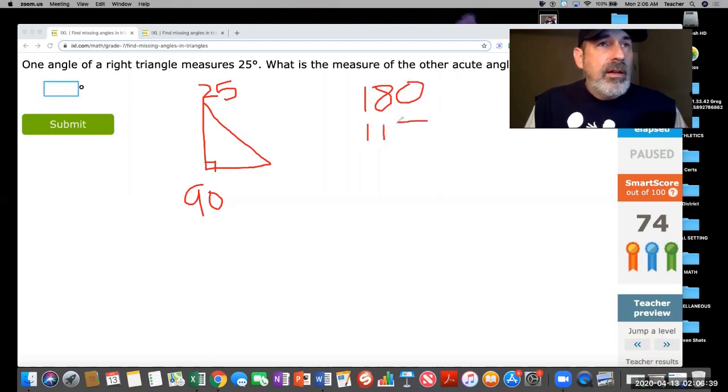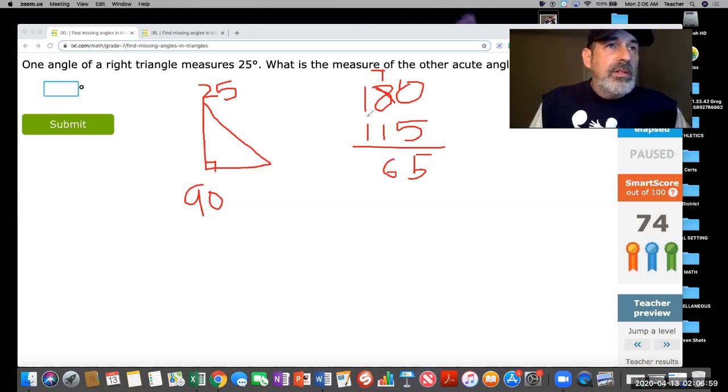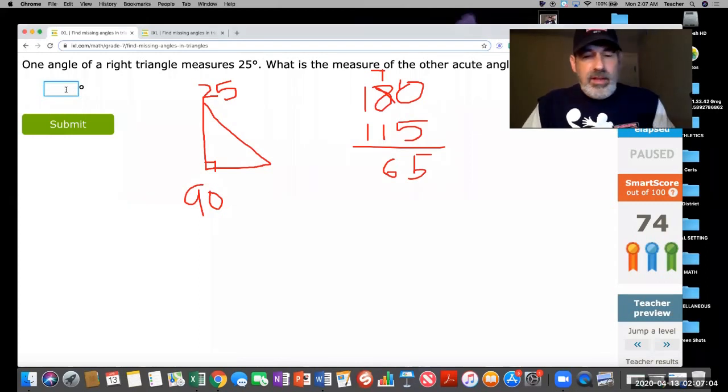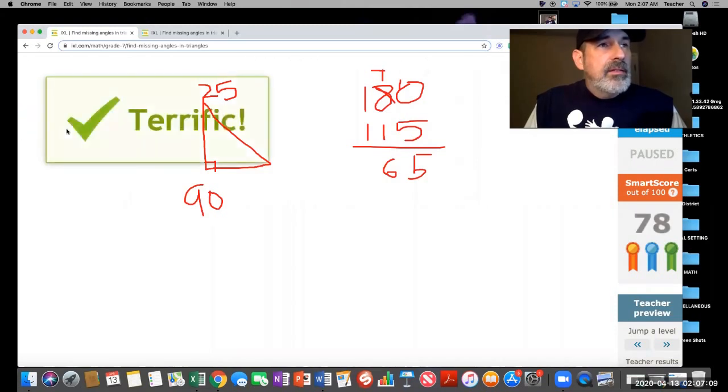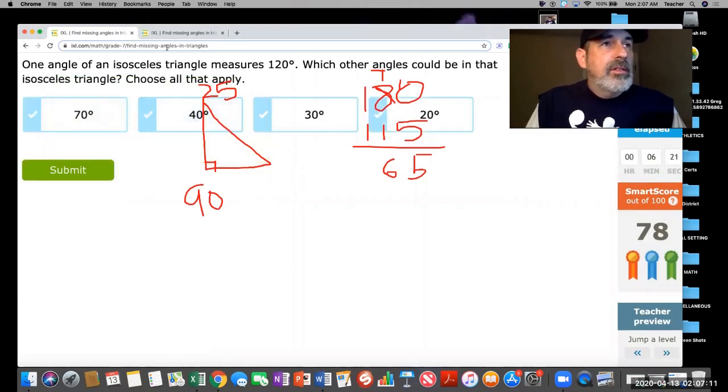115. I'm going to borrow from the 8 yet again. Thank you, 8, for always coming through for me. 10 minus 5 is 5. Oh, look at that. The 8 turns into a 7, not a 1. Stupid teacher. All right, 7 minus 1 is 6. And these ones will be gone. So 65 degrees. One problem left to get in the 90s. 65 degrees. Terrific. Okay, close that.